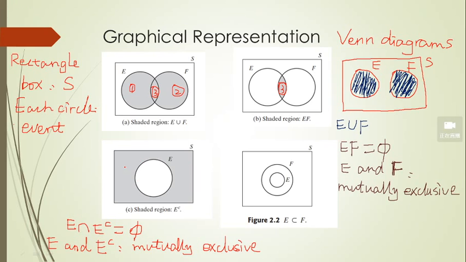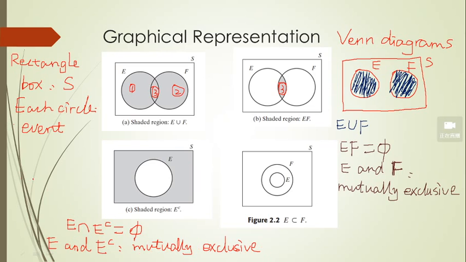right? Any circle you draw inside the box, that means any event you define here, the event and its complement, they are mutually exclusive. This is the important way we are going to do the division of the sample space. Okay, that's why we should get familiar with mutually exclusive, right?